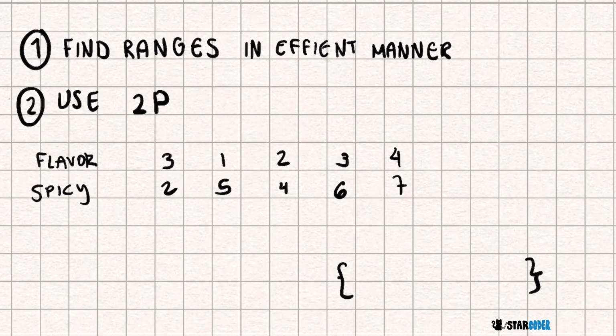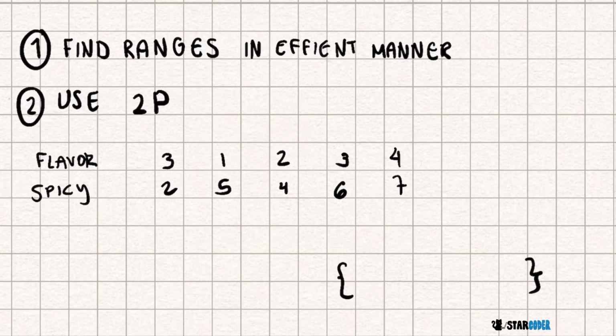So in solving this question, the first most obvious algorithm to use would just be to brute force. What that would look like is I would have, say, a triple for loop, and I would find every possible range and check A, whether or not it was valid, and B, the minimum spiciness of that range. So what we're actually going to do is use that idea and optimize it.